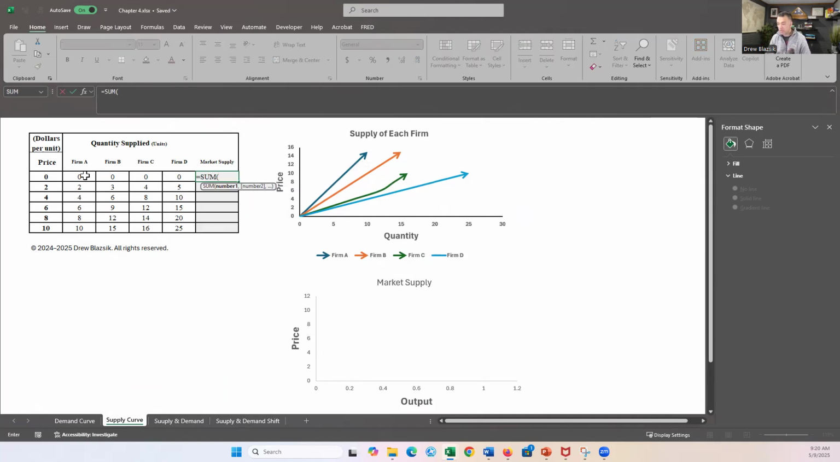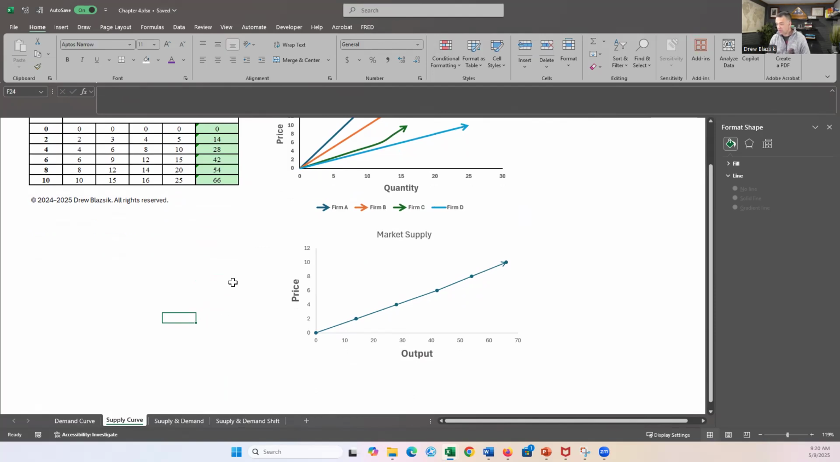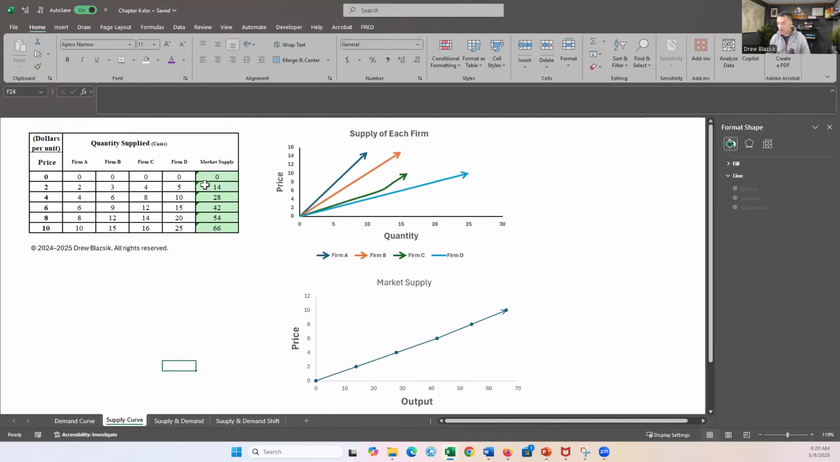It's the sum. Now, what I'm going to do here, instead of adding those up, I typed equals, typed in sum, and then hit tab. I'm into the function. You can tell when it has those numbers. All you have to do is highlight, click it, and highlight those, and that would be the sum of all those values. I'm going to go down, and there's our supply curve of our quantity.